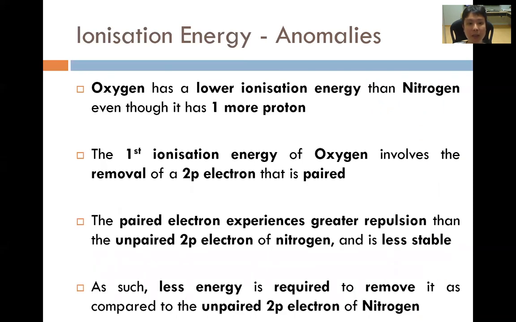The second anomaly: oxygen has a lower ionization energy than nitrogen, even though it has one more proton, because the first IE of oxygen involves the removal of a 2p electron that is paired. The paired electron experiences greater repulsion than the unpaired 2p electron of nitrogen and is less stable. As such, less energy is required to remove it as compared to the unpaired 2p electron of nitrogen. So this explains the two anomalies in the general trend of increasing ionization energies across a period.